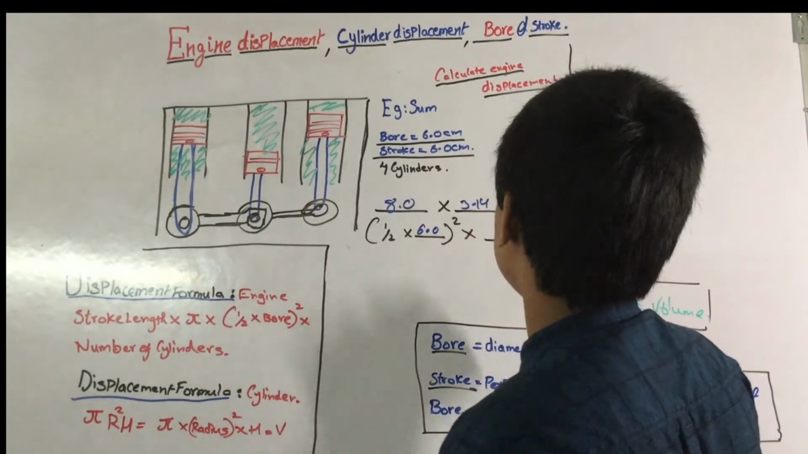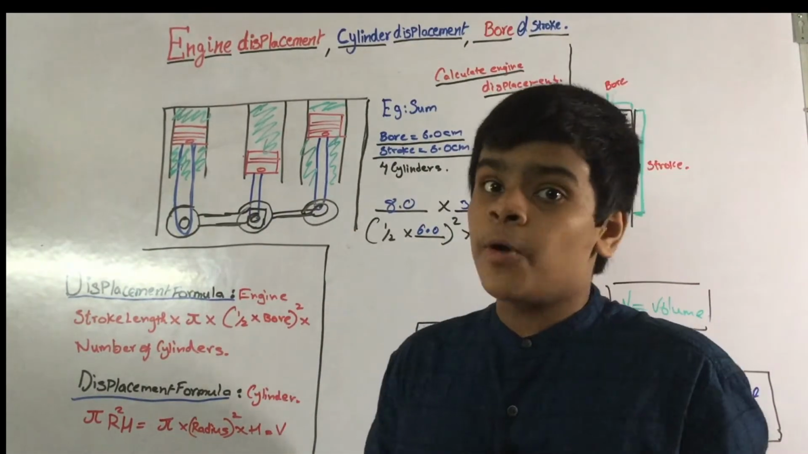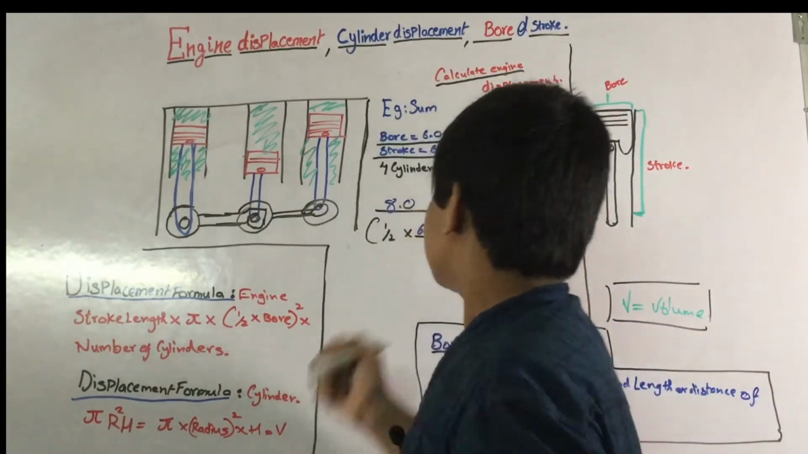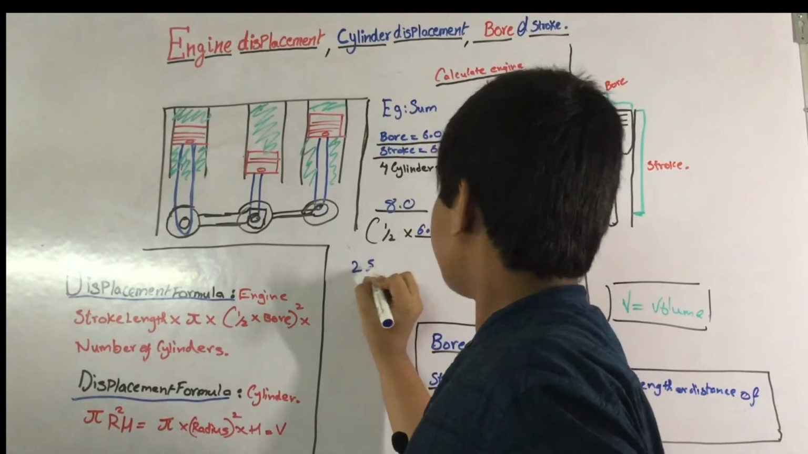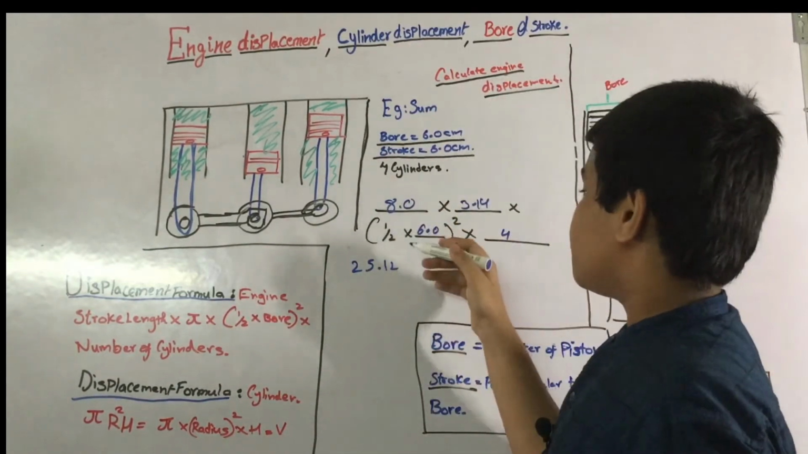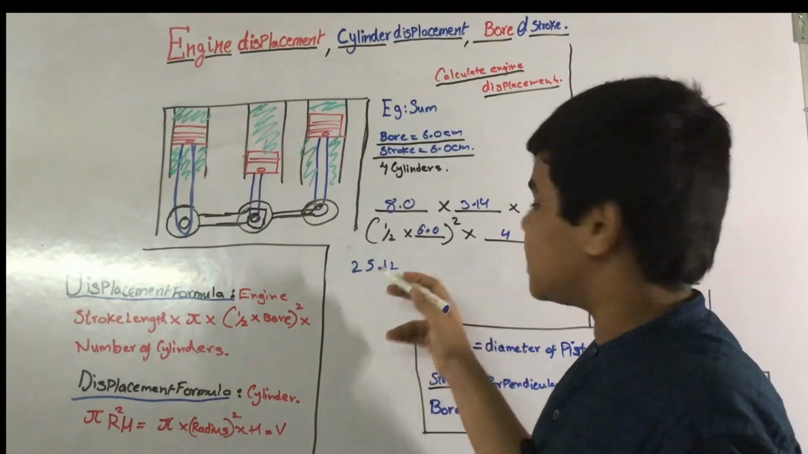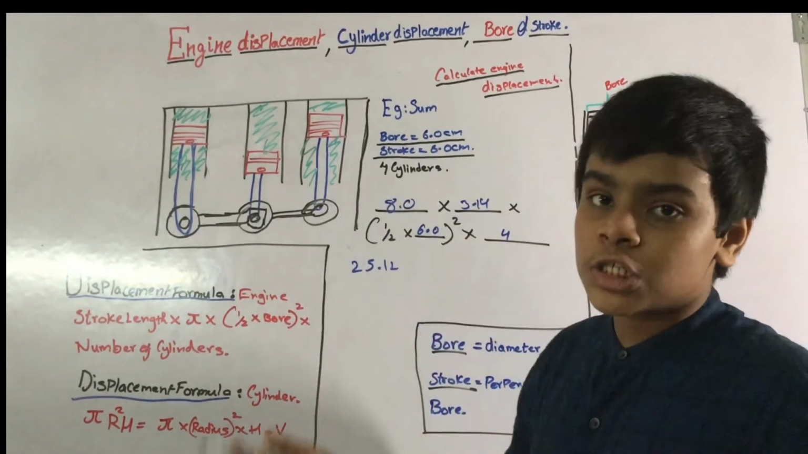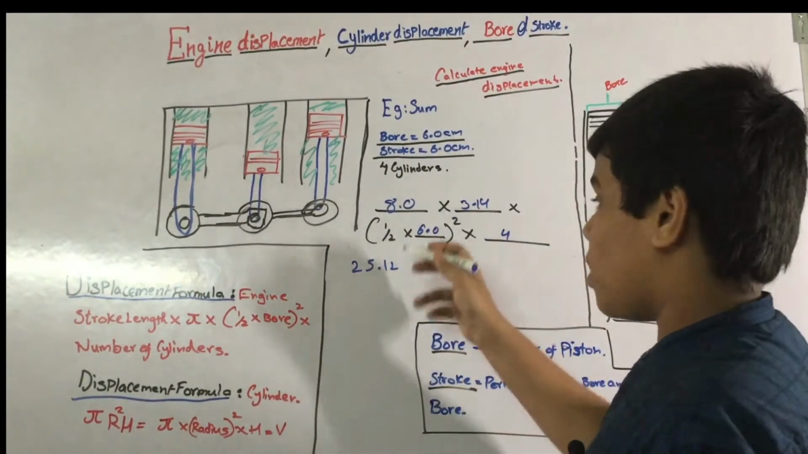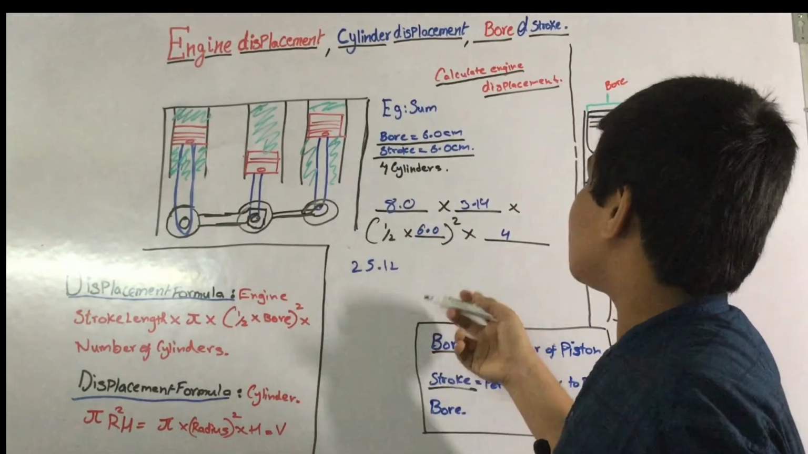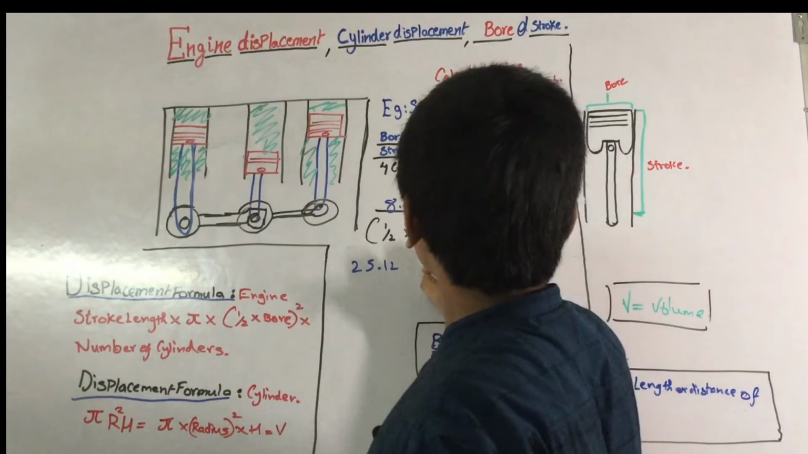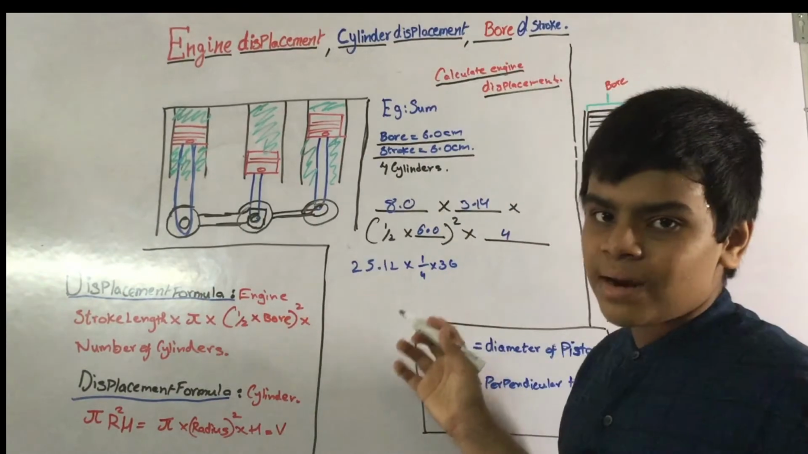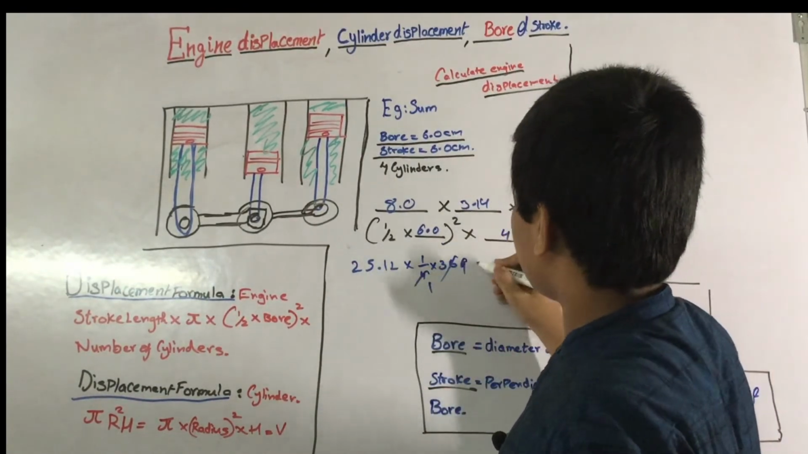So 8.0 into 3.14. Give me some time. 25.12. Yes, it's mental calculation, and I cannot teach Vedic maths on this channel, so I'm sorry. So yes, 25.12, and that's the value from here, and then the whole square. I think you can get this. That's why I took 6. So 6 into 6 is equal to 36. 1 by 2 becomes 1 by 4. So 1 by 4 into 36, and you can just cancel 4 into 36, which makes it 9.